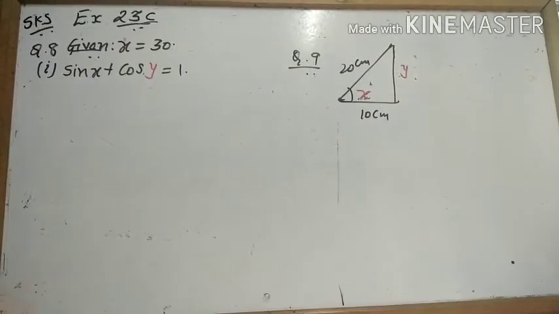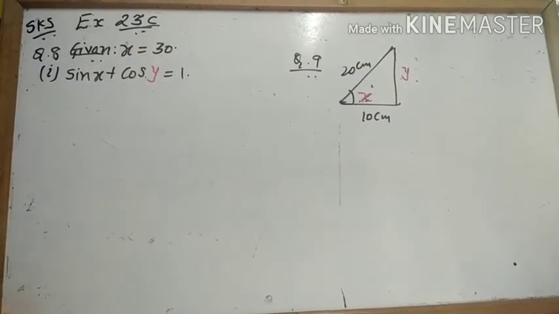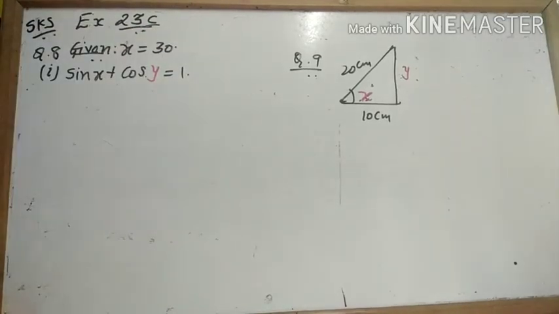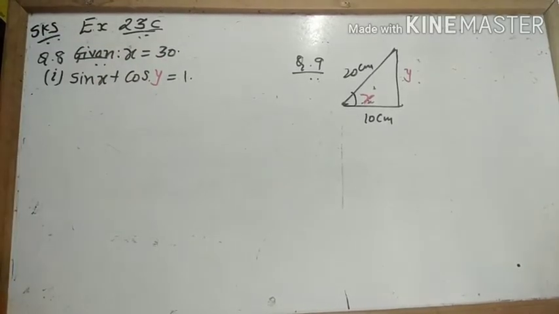Next question from exercise 23C is question 8. I am taking sub question 1. They have given us the value of x as 30 degree, and they have given one equation, sine of x plus cos of y equal to 1, and the value of y is to be calculated.